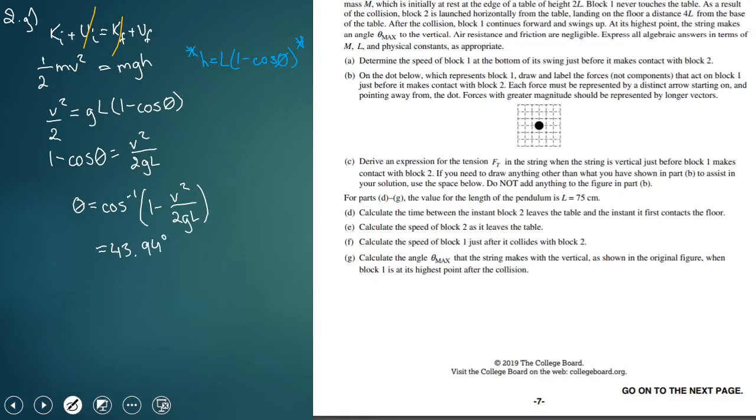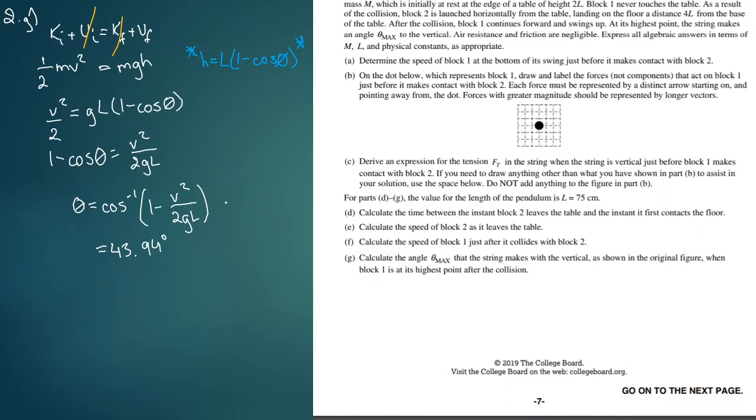Now, if it's a little bit easier for you guys to visualize, you guys can calculate the numerical value of K initial first using the speed of block 1 after it collides with block 2, so using the answer from part F. Then you substitute that in your U final to solve for h, and then directly solve for cos theta using that final equation. Or you can just plug everything in, get your actual expression, and then solve from there.